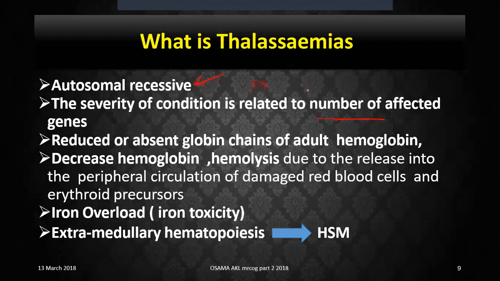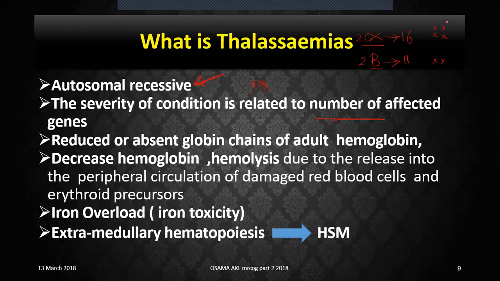And we will know that we have alpha chain and we have beta chain. Alpha chain, we have 2 alpha chains. Beta chains, we have 2 beta chains. Alpha chain is genetically coded by chromosome number 16, while beta chains are encoded by chromosome number 11. How many genes encoding for alpha subunits? We have 4 genes. How many genes encoding for beta subunit? We have 2 genes.